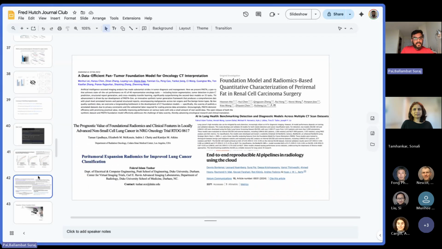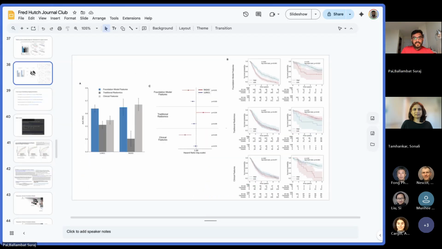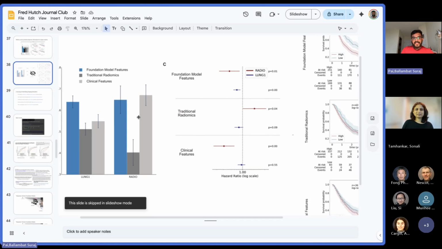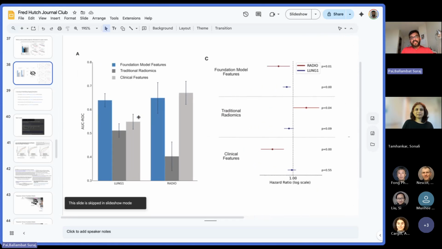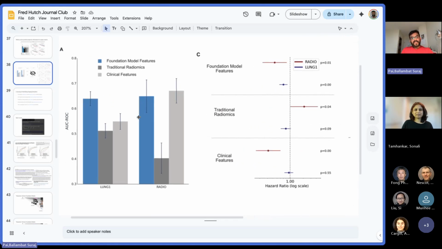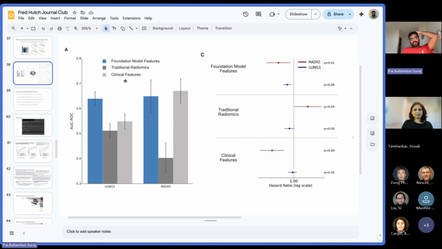Right, so let me see. I have this. Okay, you see this one here, right? This wasn't something that we did in the original paper, but we compared our foundation model features versus traditional radiomics versus clinical features. And clinical features here are TNM staging, age, gender, and I think there was also volume. I'm not too sure, but we basically had things that were used standardly versus traditional radiomic features.